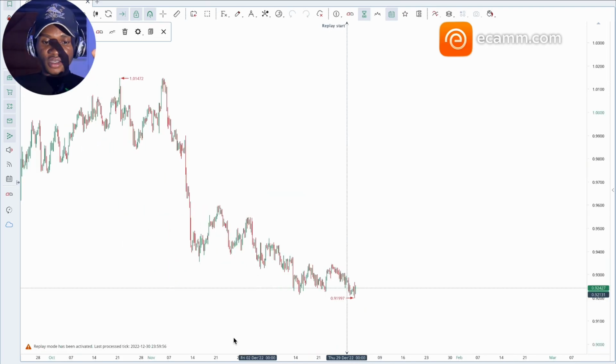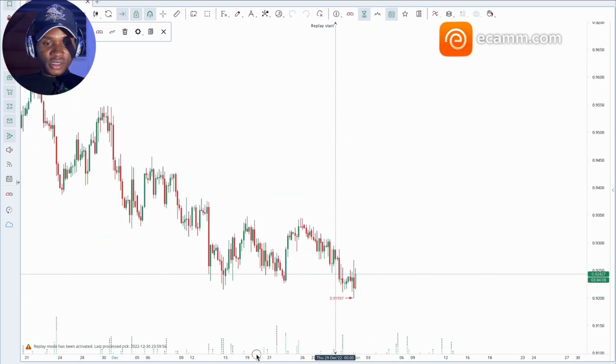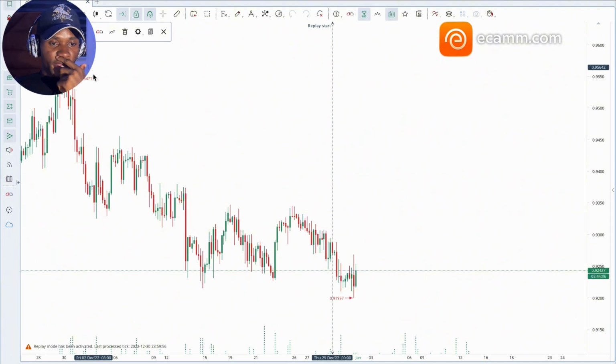Okay, basically, even here is still a downtrend. You can see clearly downtrend, lower high, lower low, lower high, lower low, lower high. Okay, so what do we do now? As we know, our market structure is a downtrend.